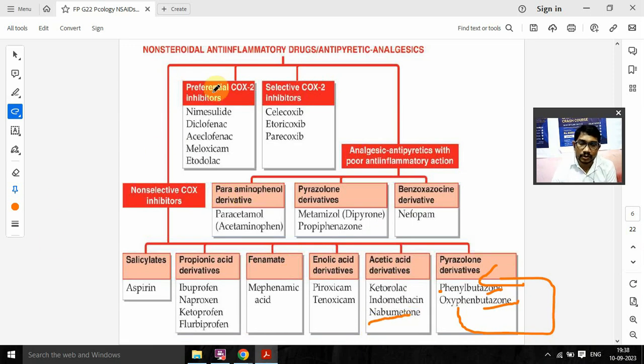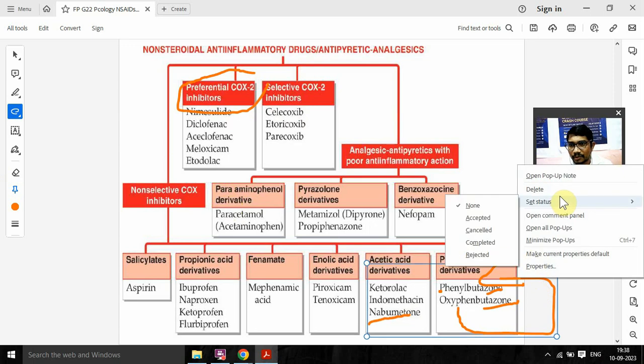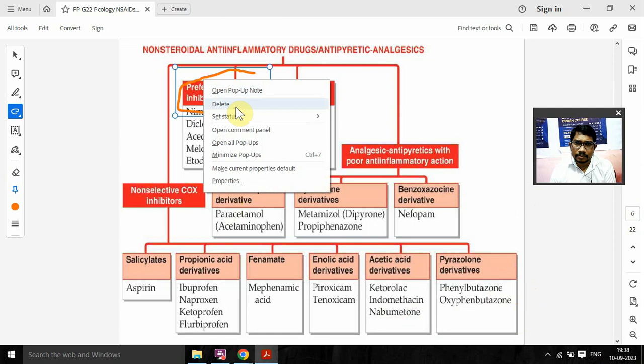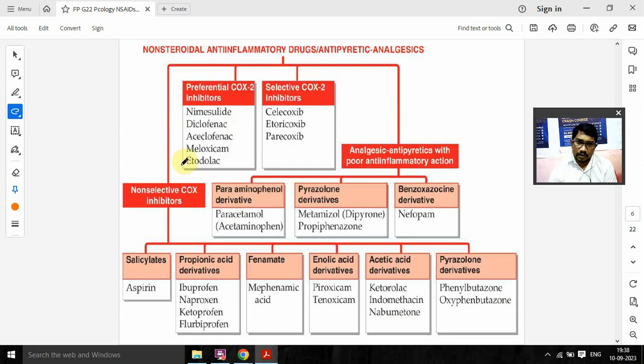नाउ सिलेक्टिव प्रेफरेंशियल कॉक्स इनहिबिटर, जीपैट 2021 में क्वेश्चन आ चुका है आपको. प्रेफरेंशियल कॉक्स 2 इनहिबिटर, जीपैट 2021 में क्वेश्चन क्या था, फॉलोइंग ड्रग्स आर प्रेफरेंशियल कॉक्स 2 इनहिबिटर. तो नॉन सिलेक्टिव में ये सब आएगा आपका सैलिसिलेट, प्रोपेनिक एसिड डेरिवेटिव, फेनामेट, इनोलिक, एरिलएसिटिक एसिड डेरिवेटिव, कीटोरोलैक. प्रेफरेंशियल में कौन आएगा, ये देखो: निमेसुलाइड, डाइक्लोफेनाक, एसिक्लोफेनाक, मेलोक्सिकाम, इटोडोलैक.